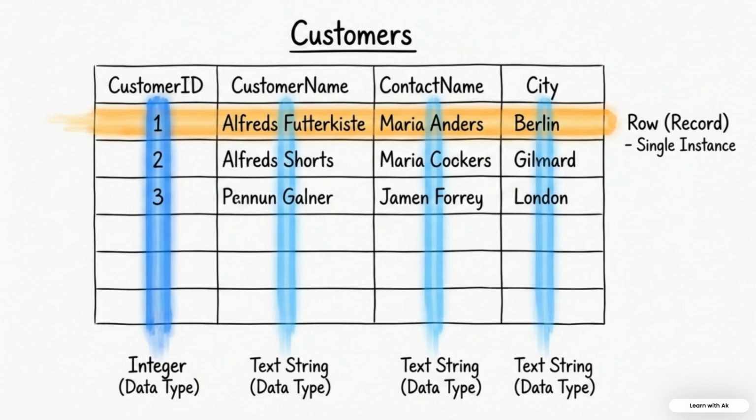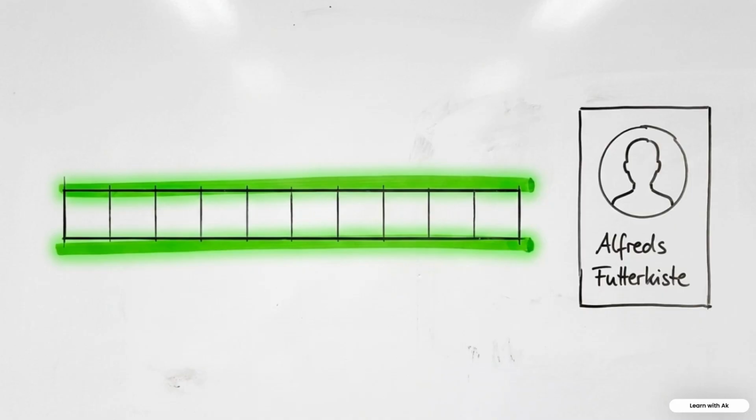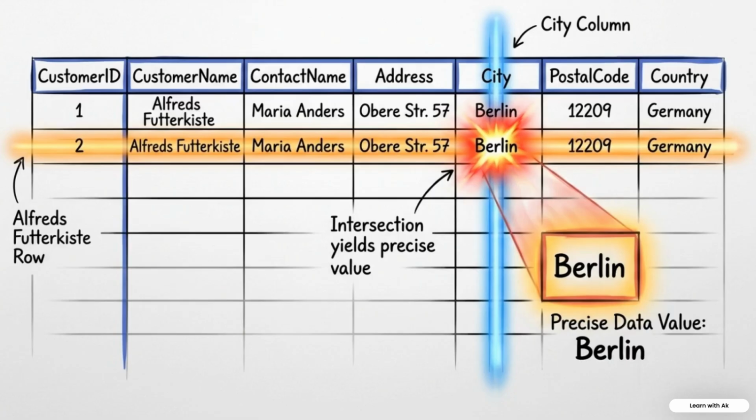Intersecting that vertical structure is the horizontal geometry, the row or record. Here, we can isolate row number 1, belonging to Alfred's Futterkiste. A single row represents one complete individual instance of the entity defined by the entire table. Because of this grid design, the strict intersection of a row and a column pinpoints a specific, indisputable data value. Intersecting the Alfred's Futterkiste row with the city column yields the precise entry Berlin.